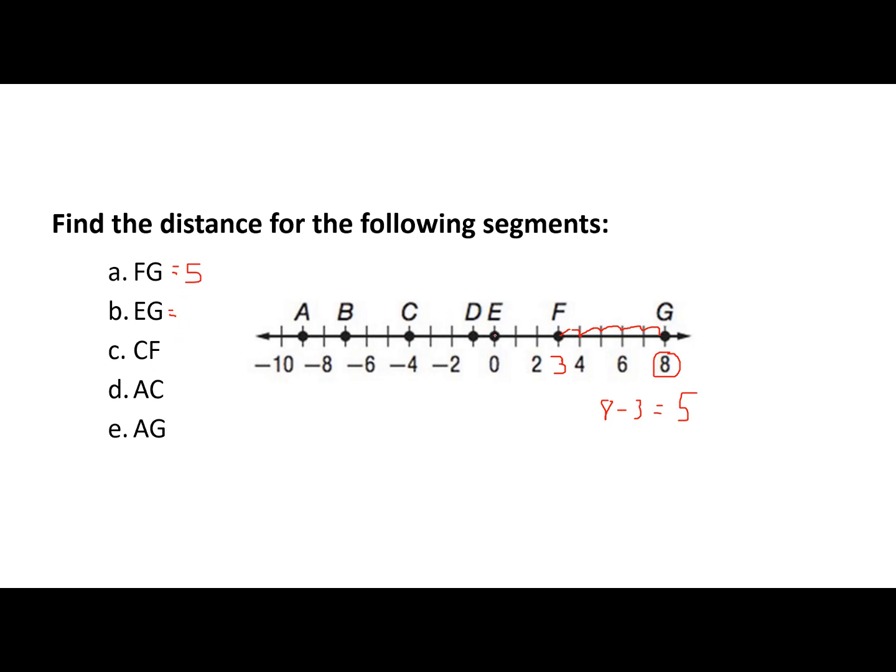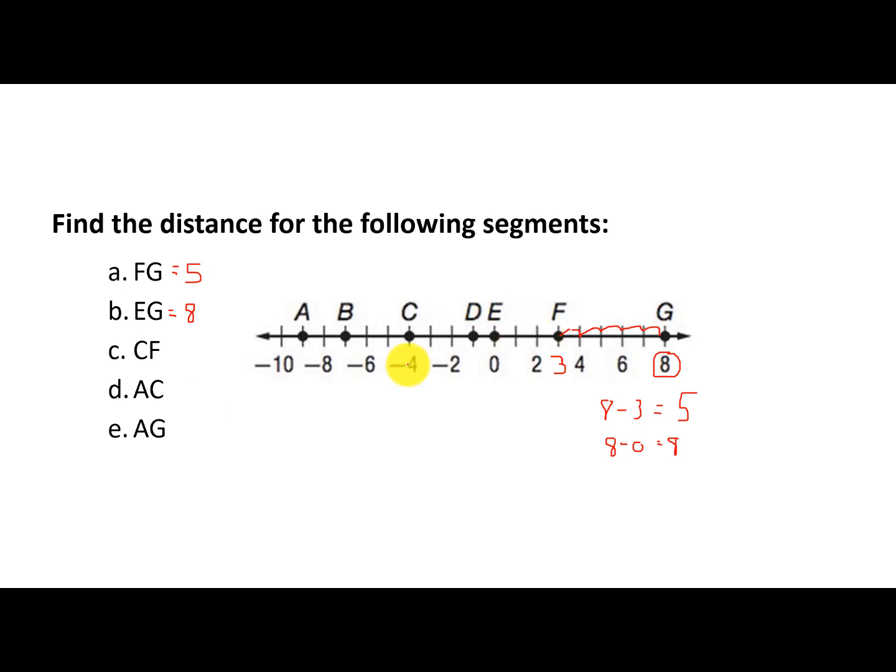E to G: E is at 0 and G is at 8. Well, we could count and we would get 8, or we could just simply say 8 minus 0, which is equal to 8. That is the distance.